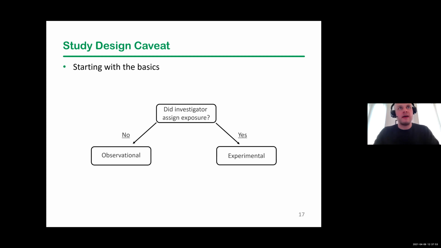With that said, I've harped a little bit about study design and the importance of study design, so I want to do a little caveat on that. I want to start with something very basic, and it's simply, did the investigator assign the exposure? In my previous example, the exposure was inhaled corticosteroids. And ICS is typically not randomly assigned.